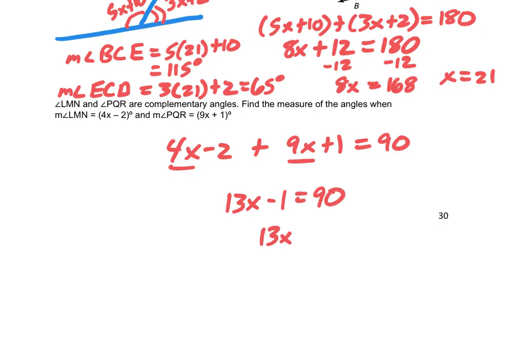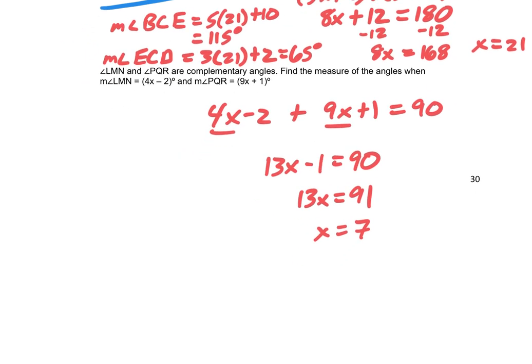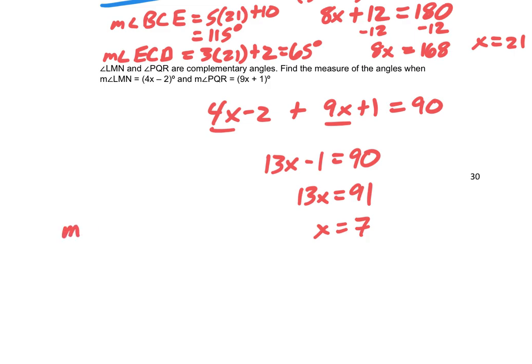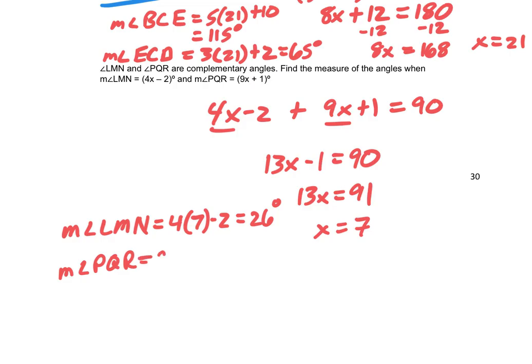Add 1 to both sides. Divide by 13. Get x equals 7. Okay, to find the two angles, 4x minus 2, we would do 4 times 7 minus 2, which would be 26. And then angle of PQR, 9 times 7 plus 1.